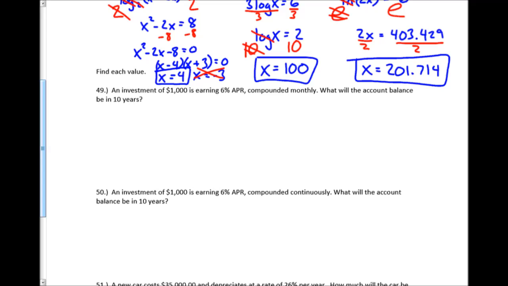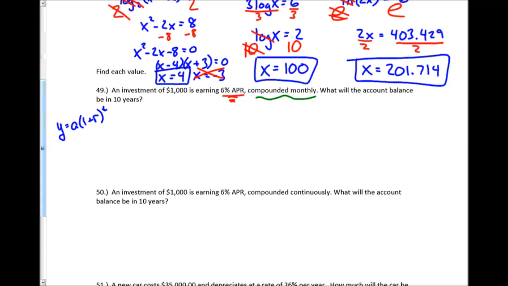If I look at the next one, it says an investment of $1,000 is earning 6% APR compounded monthly. And keep in mind, I've got APR here, and it's compounded monthly. That's very important because I have to make sure all these units match. And I want to know what the account balance is going to be in 10 years. So my generic form of this equation is y equals a times (1 plus r) raised to the t.